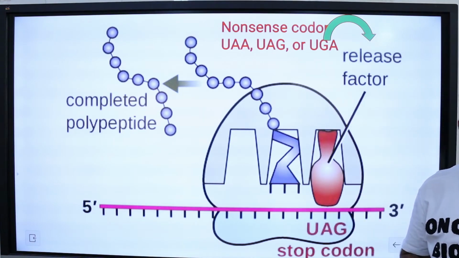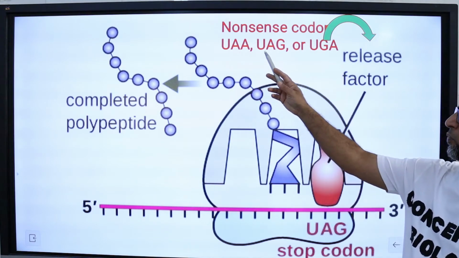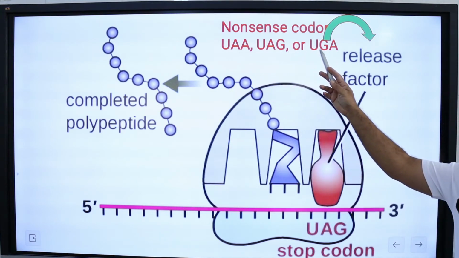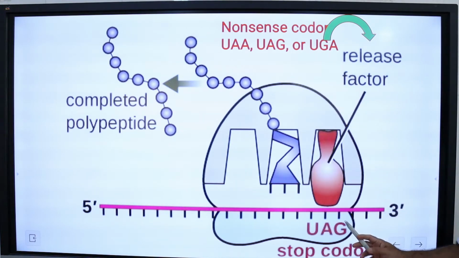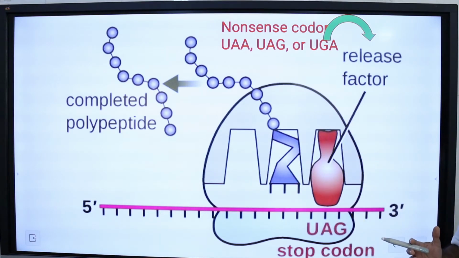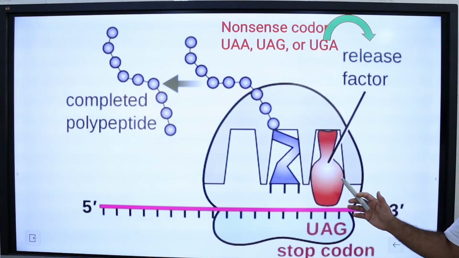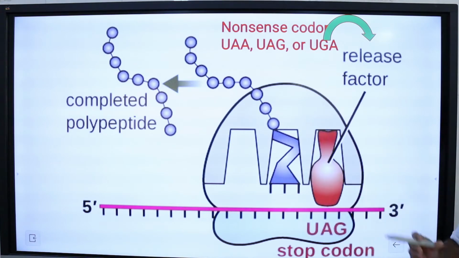Termination of translation occurs when a nonsense codon, that is UAA, UAG or UGA, is encountered. At the time of aligning with the A site, these nonsense codons are recognized by release factors in prokaryotes and eukaryotes. So, in termination, synthesis of the polypeptide chain is terminated by release factor.